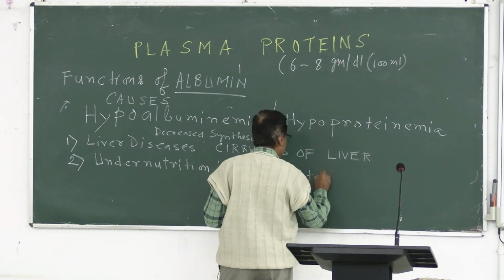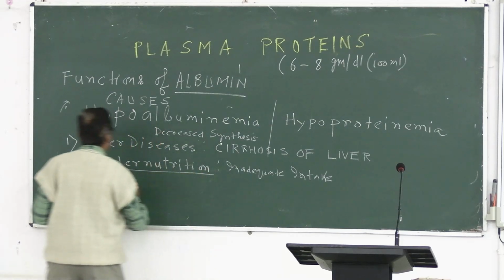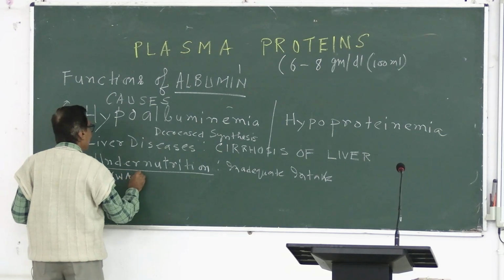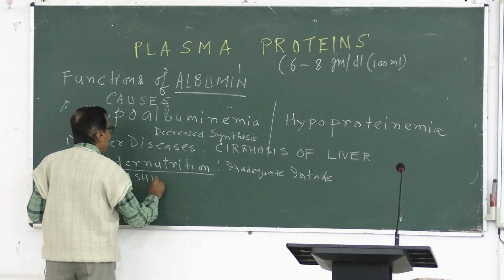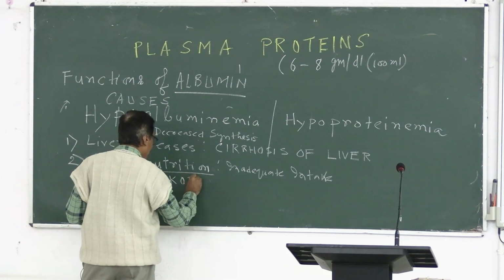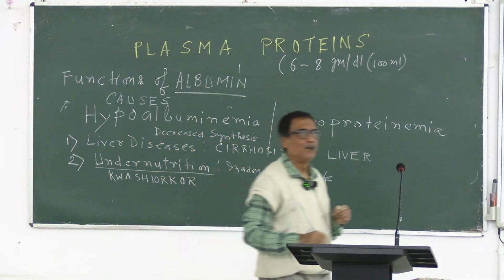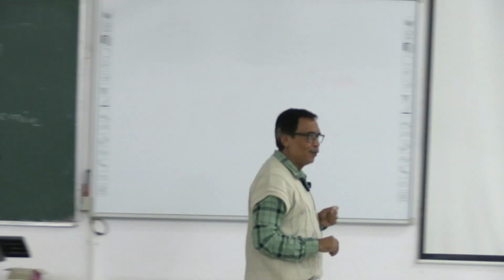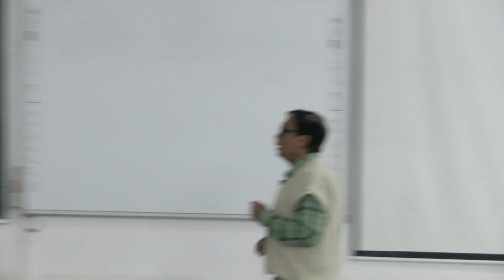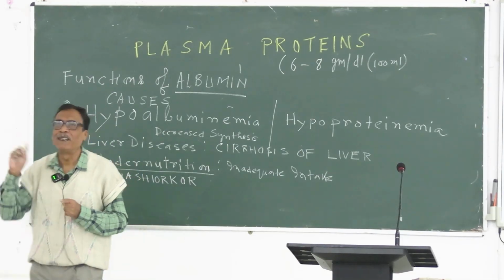Inadequate intake of protein. Among the diseases produced by undernutrition, just as cirrhosis of liver is the prominent disease for the liver, here the prominent disease is kwashiorkor. This is a terminology you will have to be familiar with. Kwashiorkor is a disease produced by undernutrition, particularly deficiency of protein in the diet, a variety of undernutrition.